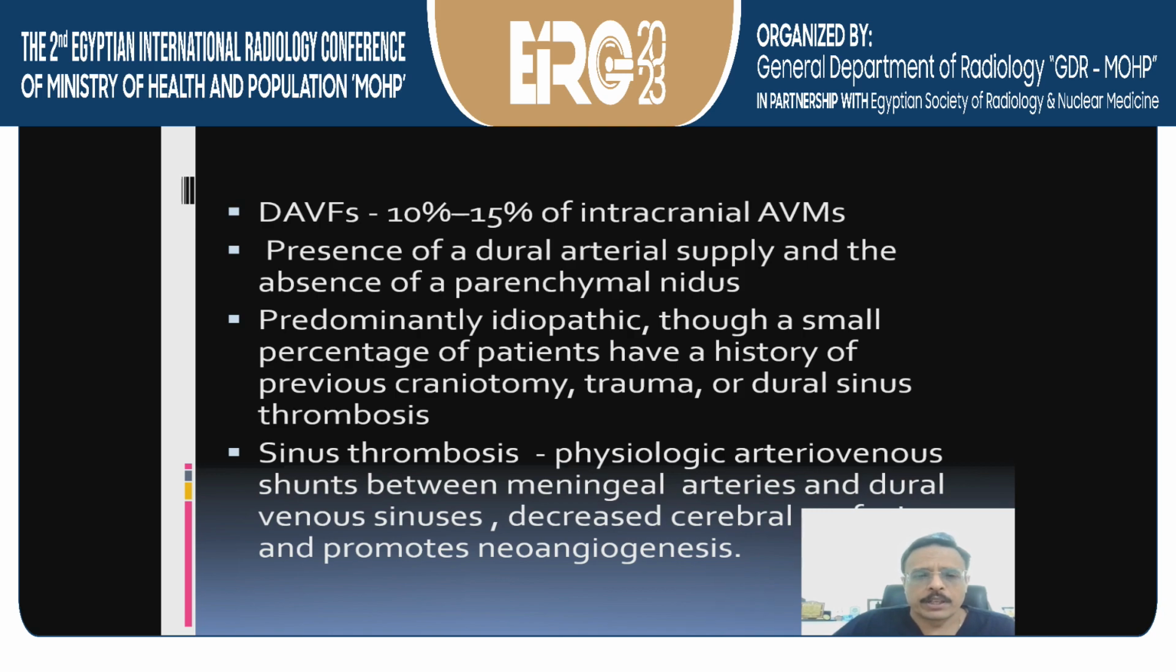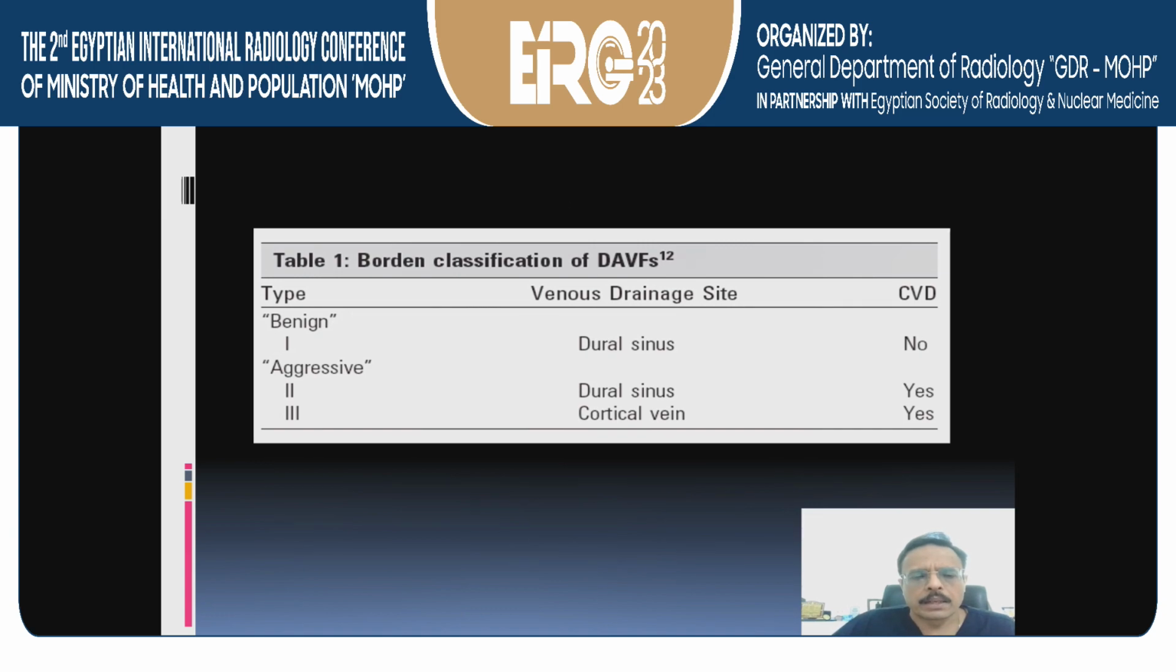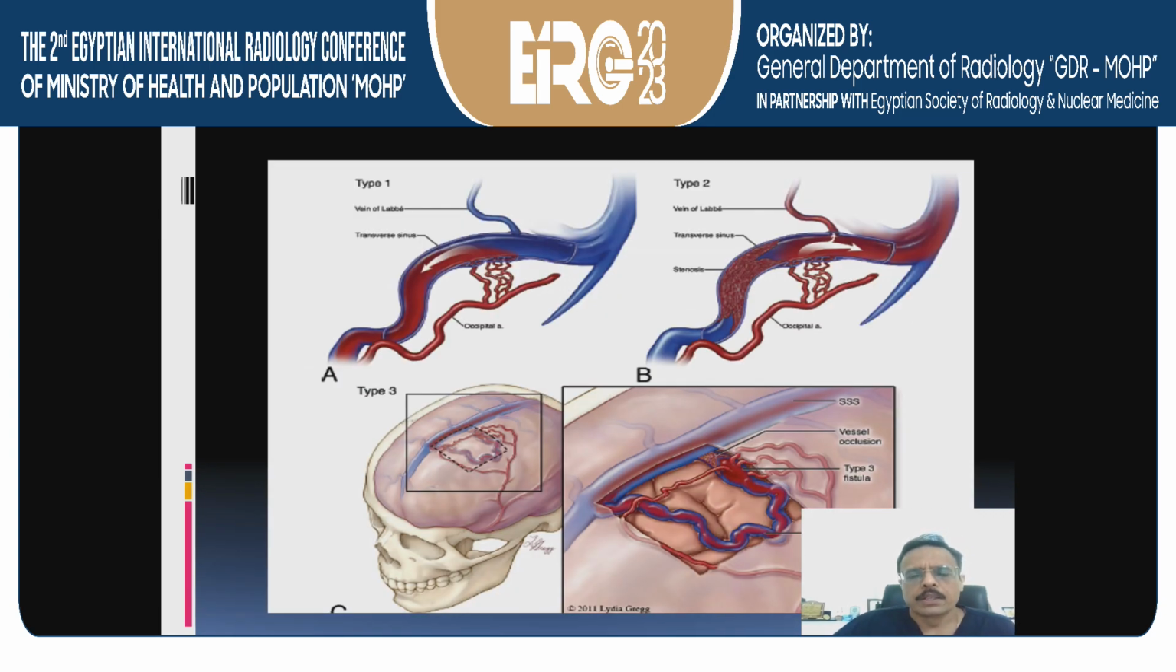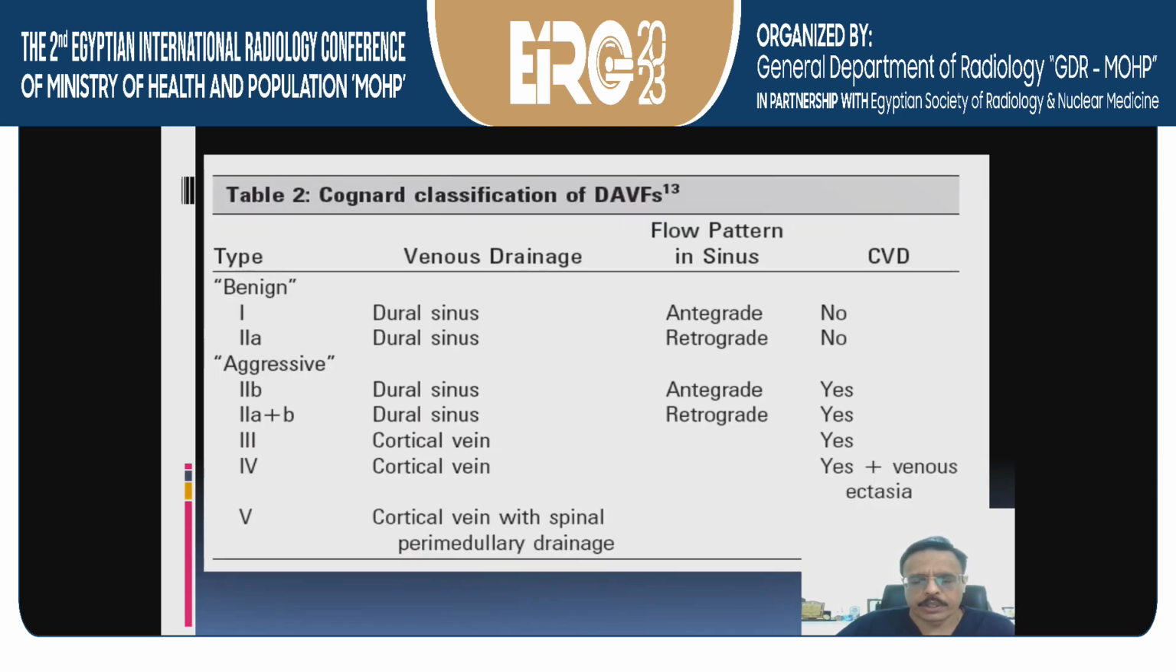10 to 15% of AVMs are dural AVFs, basically arterial supply and lack of parenchymal nidus. Usually they're idiopathic. Sometimes they have a history of craniotomy, trauma, or thrombosis. There are various classifications, such as Borden's classification of dural AVFs, with aggressive ones having sinus reflux or cortical vein reflux. As shown in this diagram, when there is antegrade flow, it doesn't matter much. When the flow is retrograde into the sinus or into the cortical vein, that is where there is increased risk of bleeding and we need to treat them more aggressively.